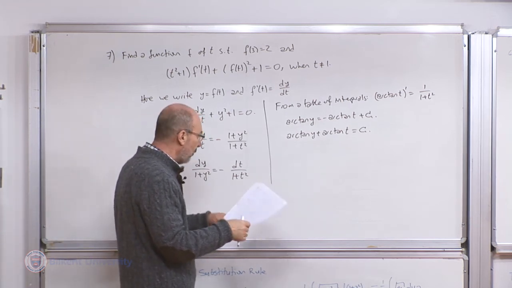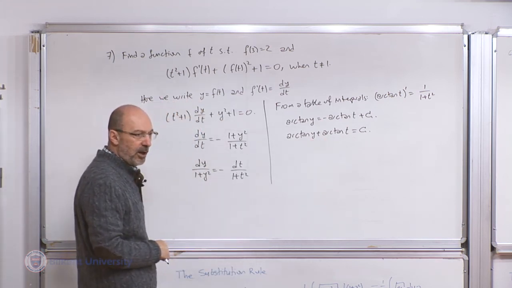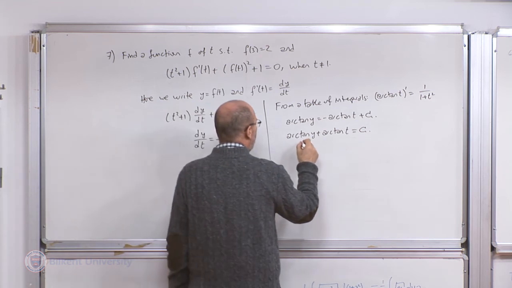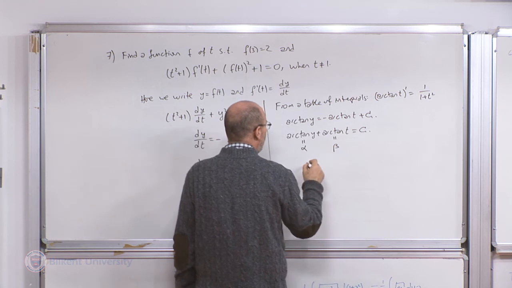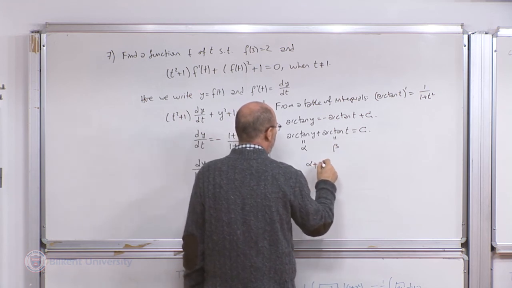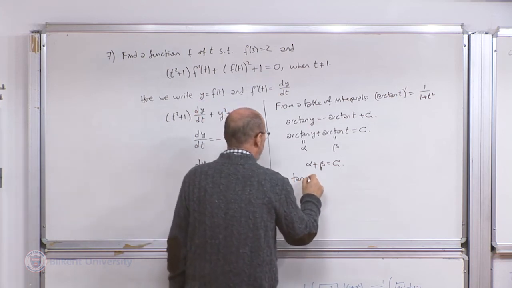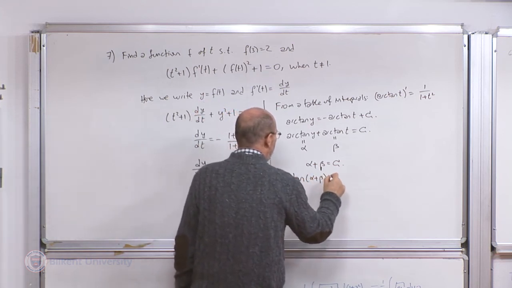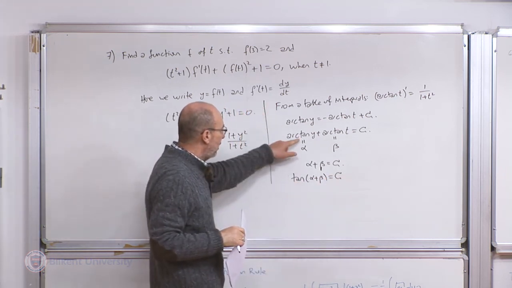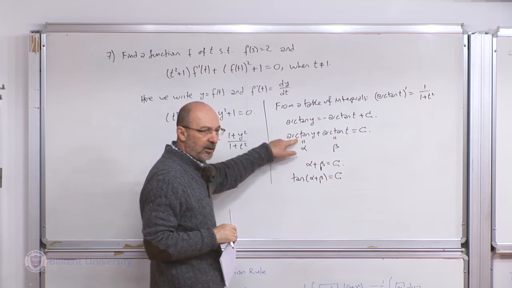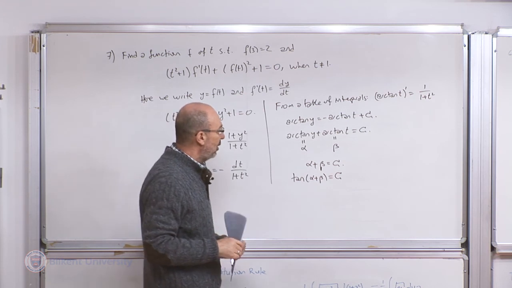Okay, let's continue. Here you see I can take the tangent of both sides. Let us call this alpha and this beta. So alpha plus beta is equal to a constant. So I have tangent of (alpha plus beta) equals C. I'm hoping that if I take the tangent, I'll get rid of the arctangent and I'll get an expression in y and t.